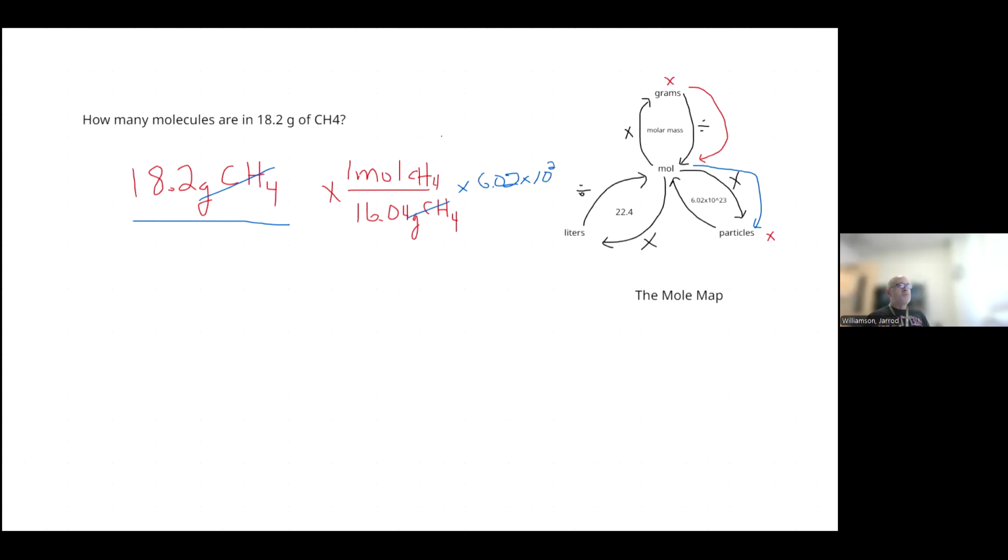And that's 6.02 times 10 to the 23rd molecules. I'm trying to save space here, guys. Molecules per mole. So this mole map guides me all the way through.